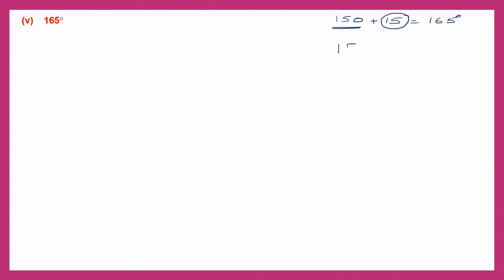Now if I construct an angle of 180 degrees, and I take away an angle of 150 from it, what will I get? 30 degrees. And if I bisect 30 degrees, I will get 15, isn't it? So I have to construct an angle of 180 degrees. Then I have to construct an angle of 150 degrees, bisect that 30 degrees and get 15 degrees. So let's do that.